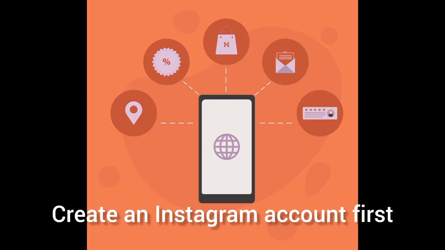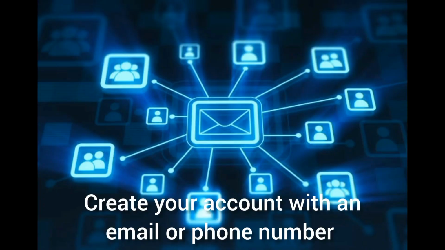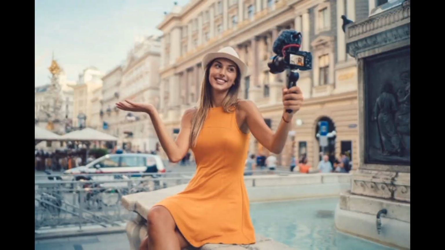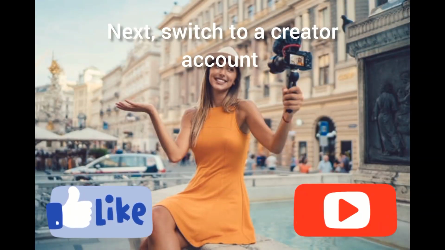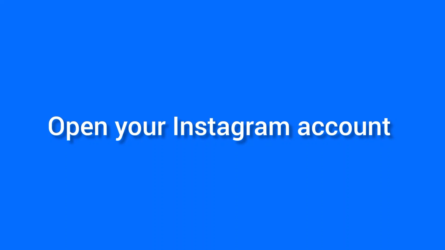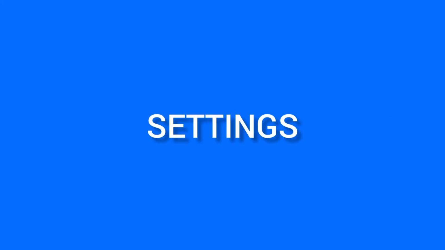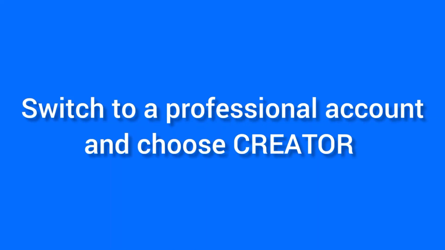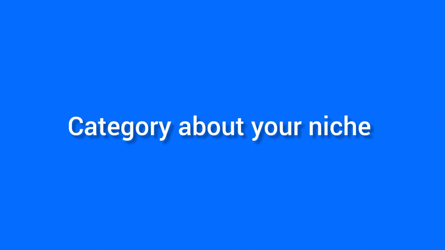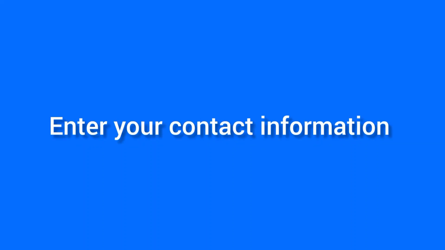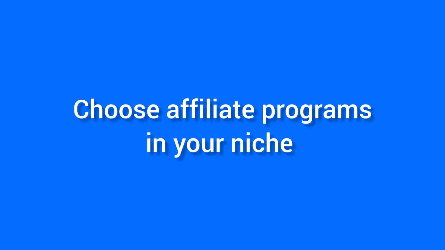In order to start affiliate marketing on Instagram, you need to create an account. You can do that with an email or phone number. When your account is created, you need to switch to a creator account. To do that, open your Instagram account. Select Settings, go to Account, tap Switch to a professional account, and choose Creator. Choose the category that best describes your affiliate niche. Enter your contact information. Once your account is set up, choose the affiliate program congruent with your niche.